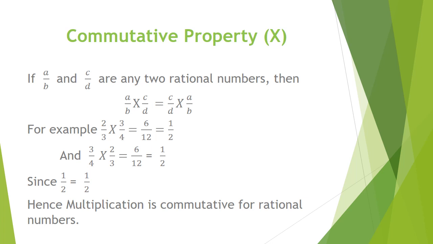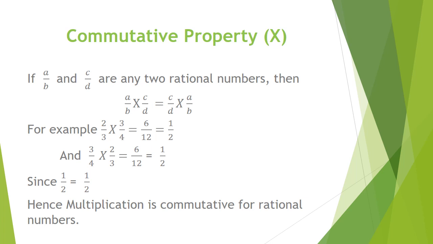Next property is commutative with respect to multiplication. If A upon B and C upon D are any two rational numbers, then A upon B multiply C upon D equals C upon D multiply A upon B. That is, we can do their product in any order. For example, 2 by 3 multiply 3 by 4.